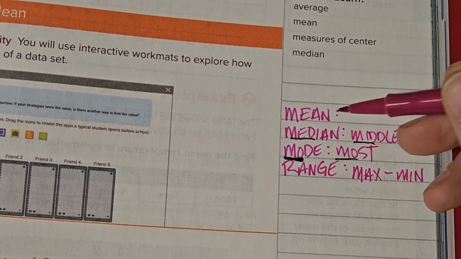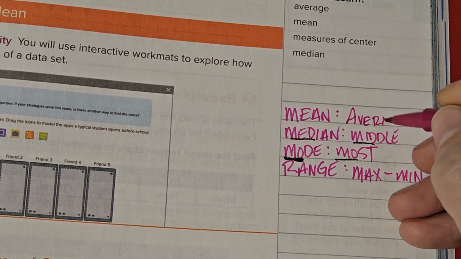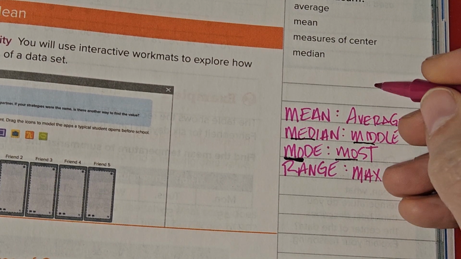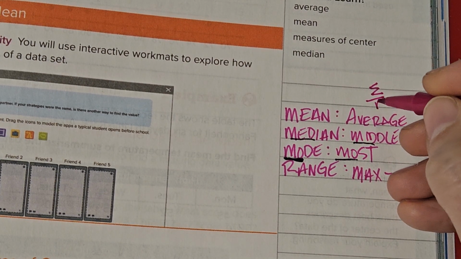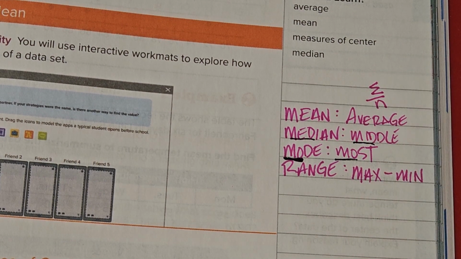Well, what's the meanest thing? Probably doing extra work. So the mean is finding the average. And if you remember from when we find our GPA or our grade point average, we take the sum and we divide it by the number of items that we're dealing with, okay? And that equals the mean or the average.